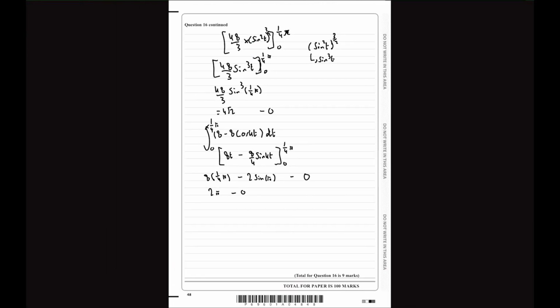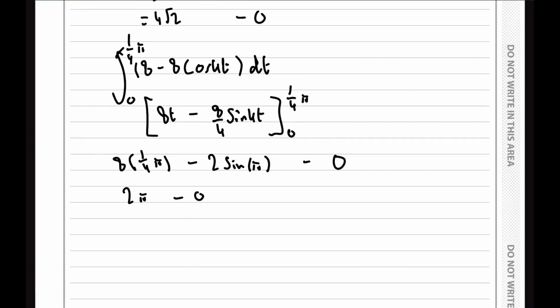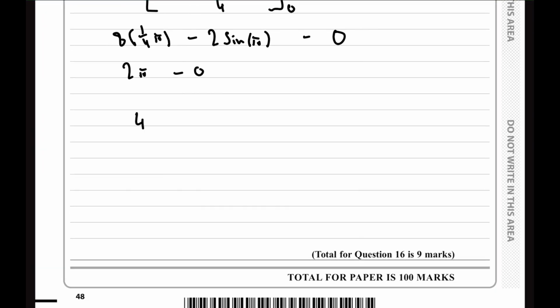So then if we look at our integral, it's just going to be this 4 root 2 plus that 2 pi. So 4 root 2 plus 2 pi. And that's our whole integral completed. So r is equal to 4 root 2 plus 2 pi. That's it. And we leave it as that. We leave it in terms of pi because they wanted it in exact form.